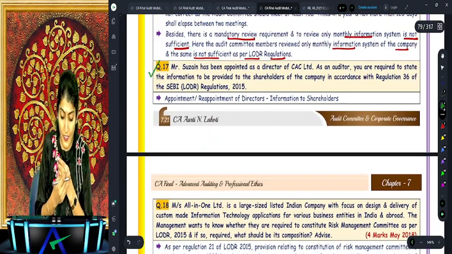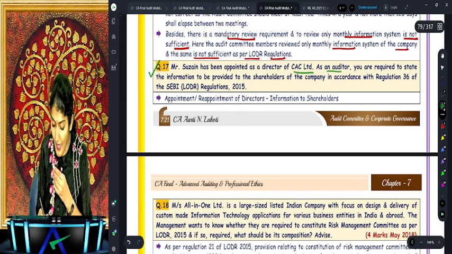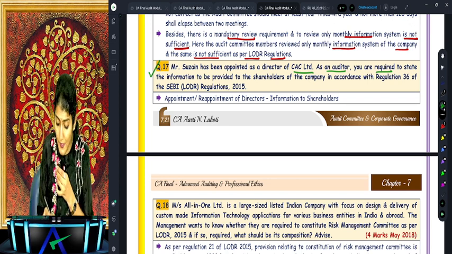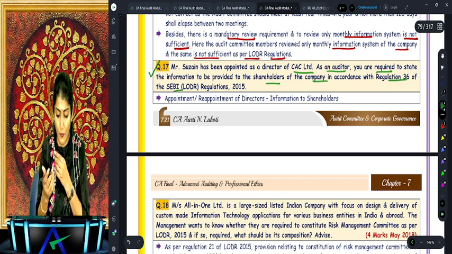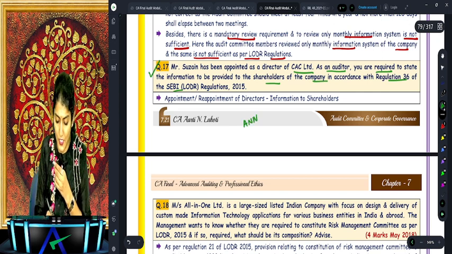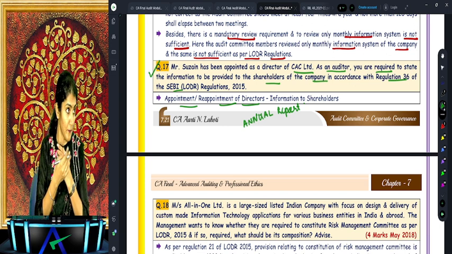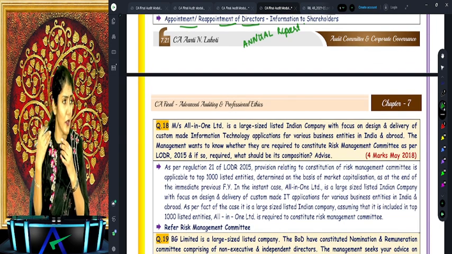Question number 17, what is that? Suzanne has been appointed as the director of CAC Limited as an auditor. You are required to state the information to be provided to the shareholders of the company in accordance with Regulation 36. Right? So what information is to be provided to the shareholders? One, the annual report. Then after that, also the information regarding the directors who are to be appointed or reappointed. Right? And then also they need to constitute the risk management committee, but that point did not come over here.